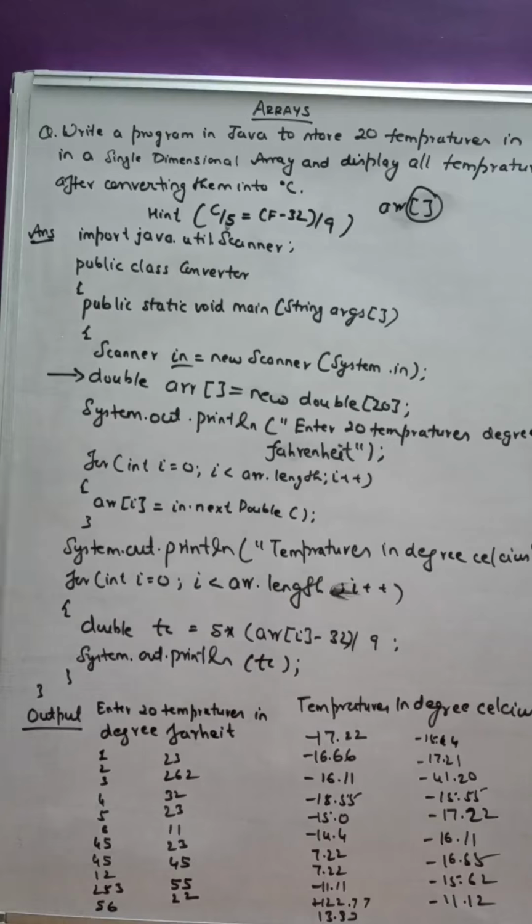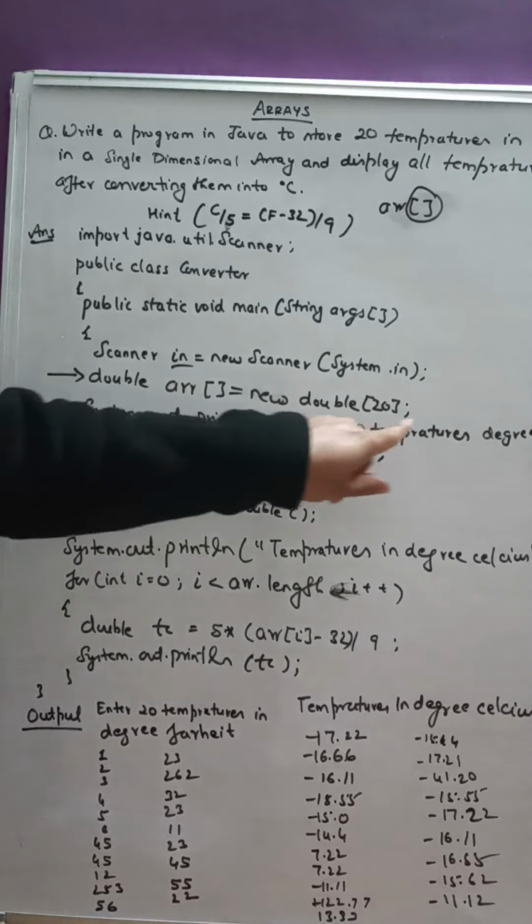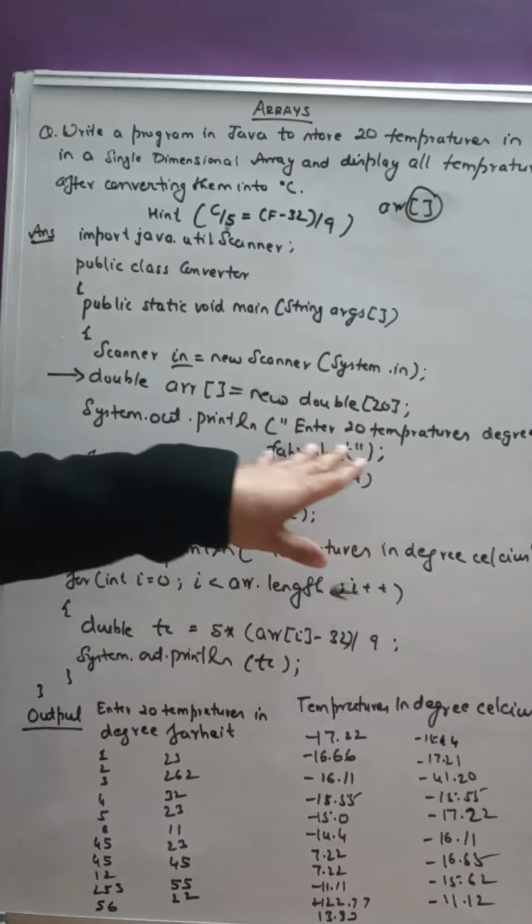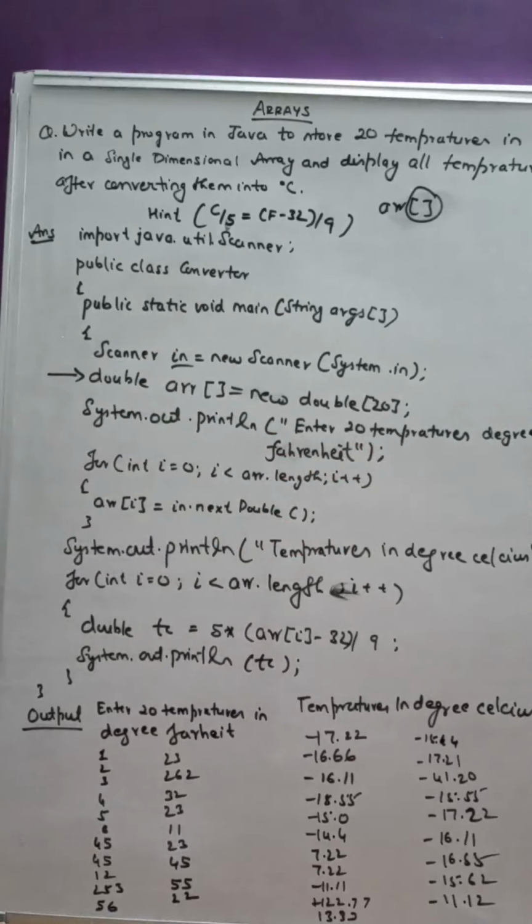Next we have to take the input for the degree Fahrenheit temperatures. First we will tell users what to do next. This is written as System.out.print("Enter 20 temperatures in degree Fahrenheit"). Okay, so in degree Fahrenheit we have to enter the temperature. To input the values in the array, you will do it by using the for loop. Now in this for loop you can see that we are starting from index number 0.